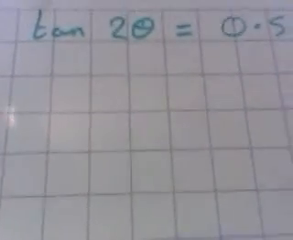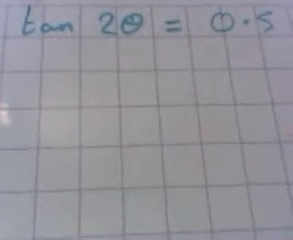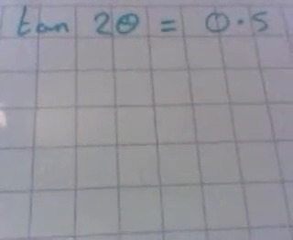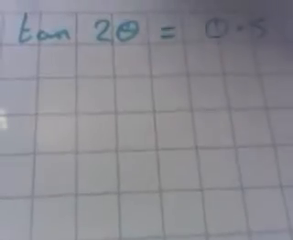So all you have to do is solve tan 2 theta equals 0.5 in the range 0 to 360. Have fun.